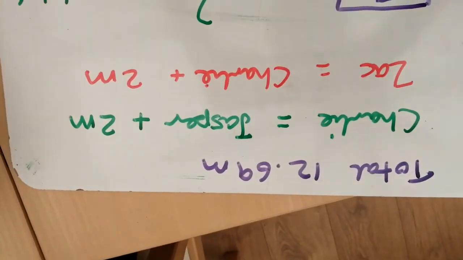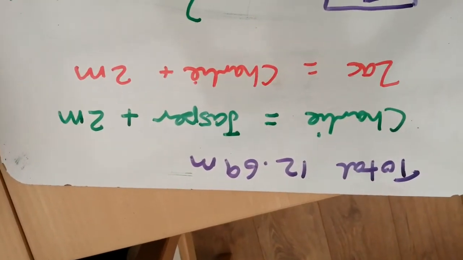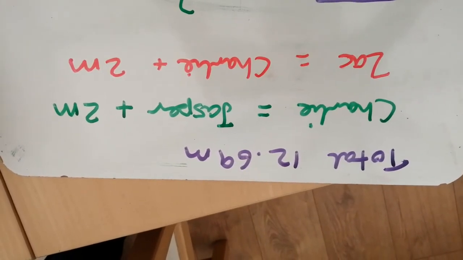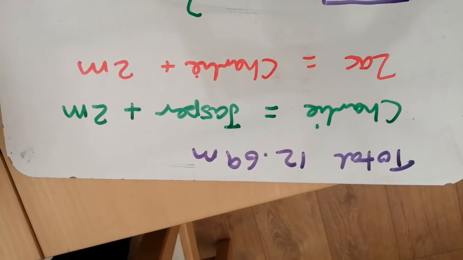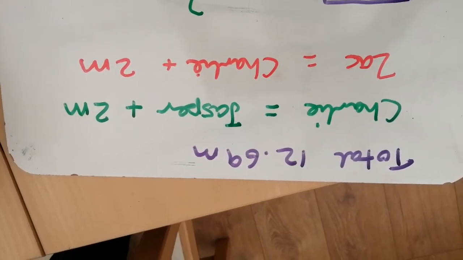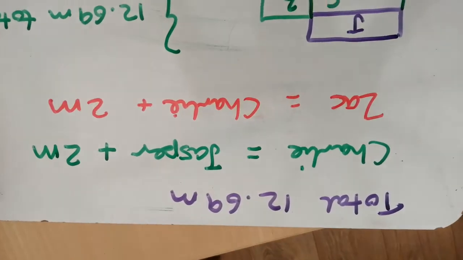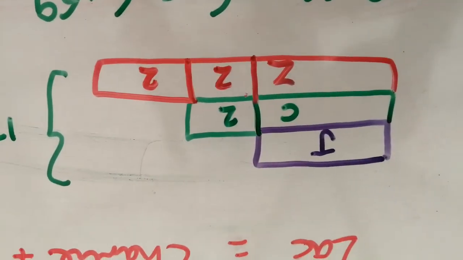Okay, so this is quite a tricky one. I've written down the basic information here. My total is 12.69 metres, and I know that Charlie jumped 2 metres more than Jasper and Zach jumped 2 metres more than Charlie. So the way I got my head around it was by doing a bar model.